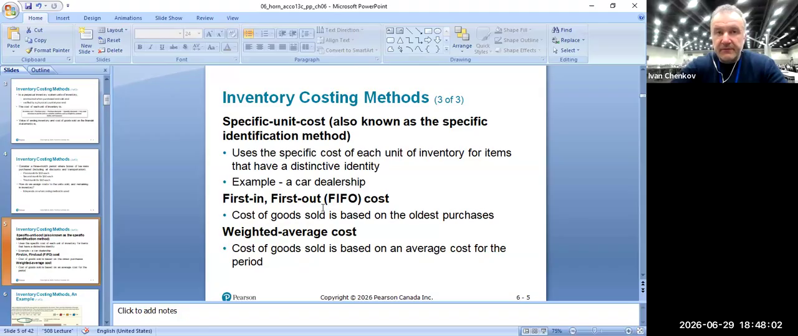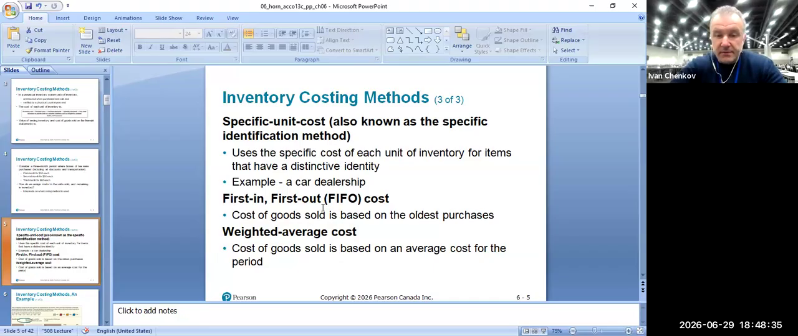Every inventory item has uniqueness, and for that reason, we're going to use the unit identification method. For first in, first out, we're selling identical units, however, they come with a different cost. Once we sell them, first we sell the one we purchased first, and the one we purchased last is the one that stays in our ending inventory.